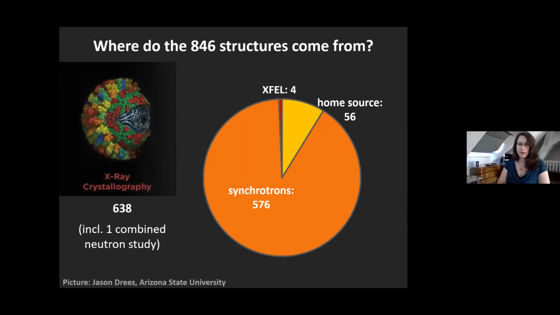Those 638 structures mostly come from synchrotrons. Some 56 come from home sources, and 4 come from XFELs. Those 576 still make up the majority of structures that are known from coronavirus, basically showcasing the importance of large facilities when it comes to coronavirus research. We would not be where we are today with our knowledge of life science and our design of drugs if it weren't for X-ray crystallographic structures from synchrotrons.